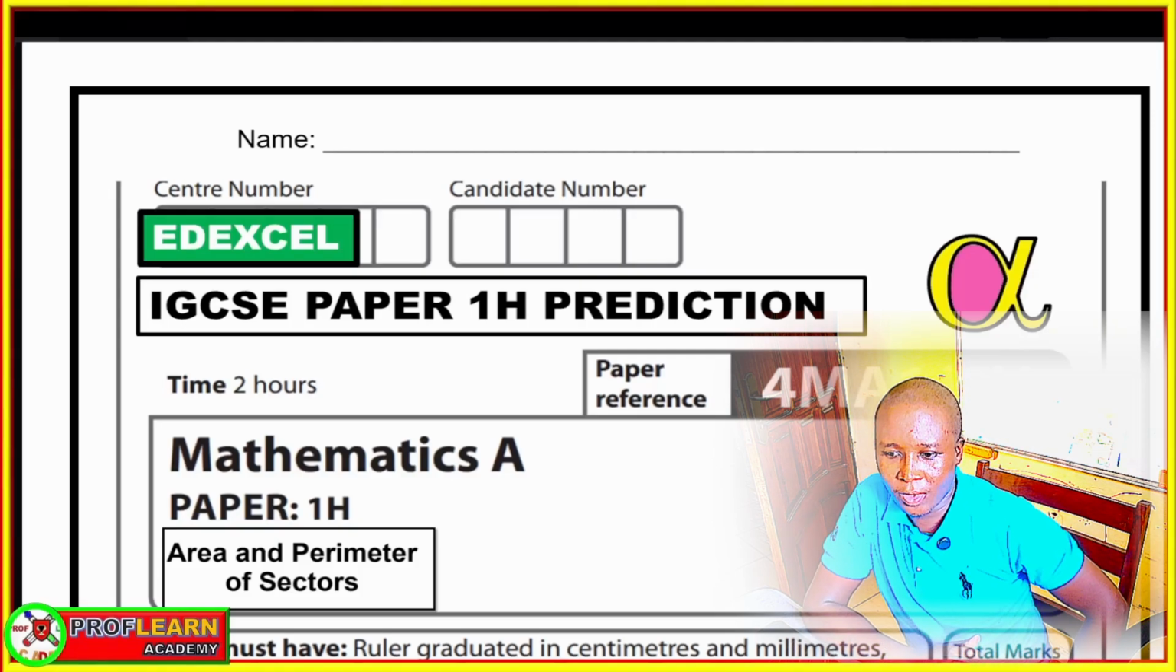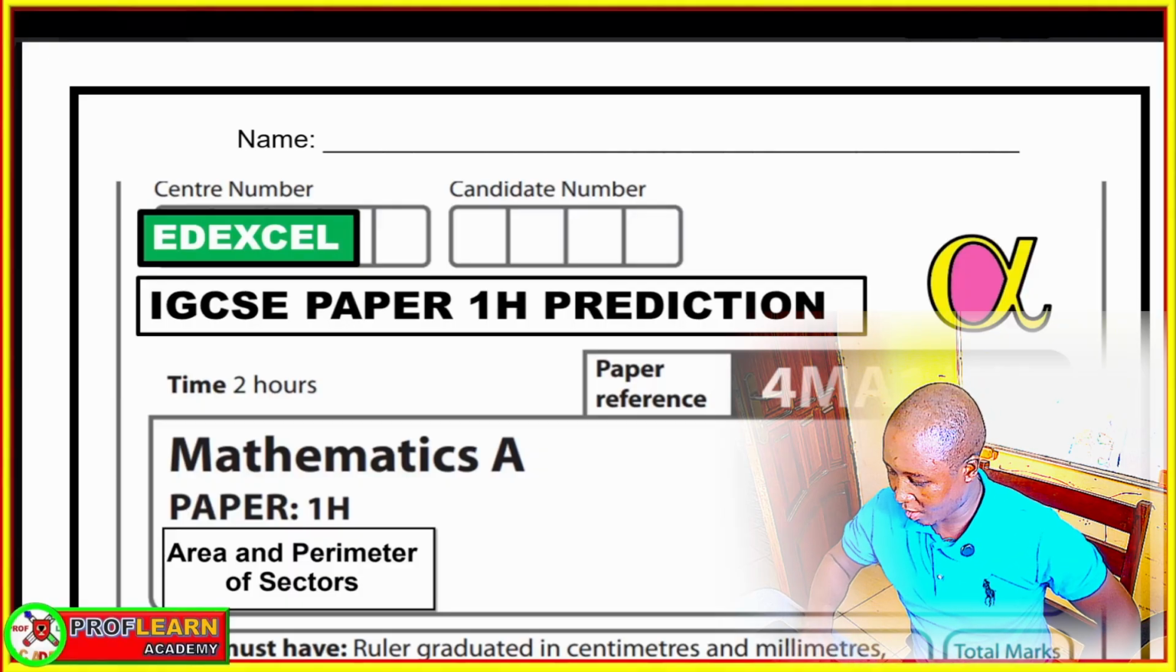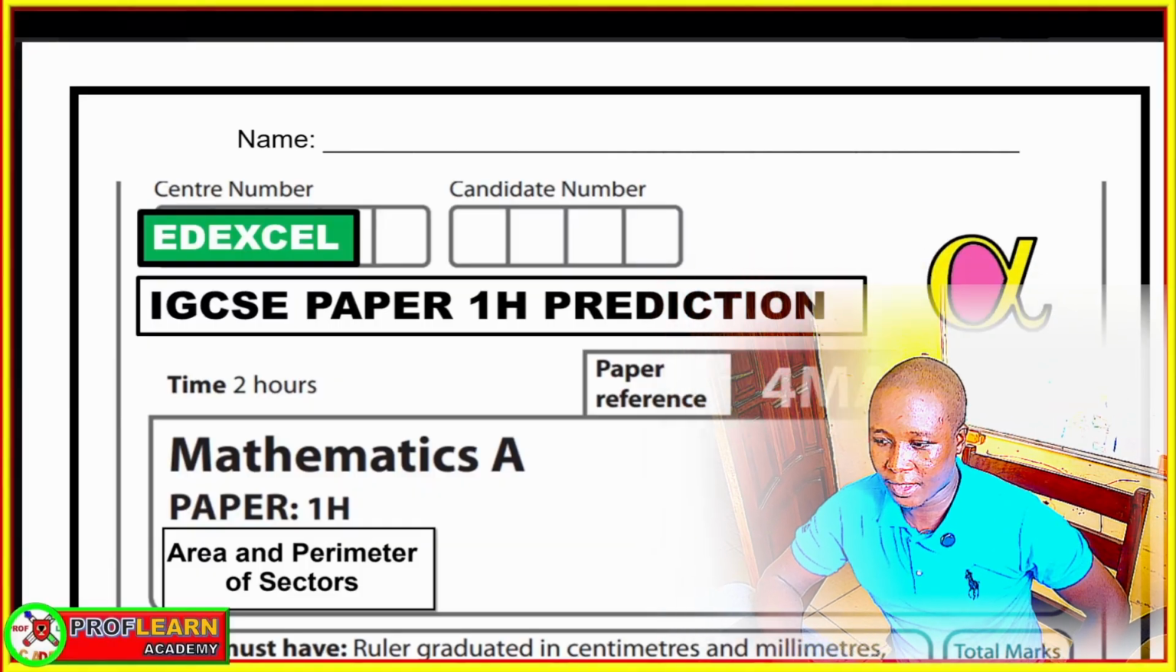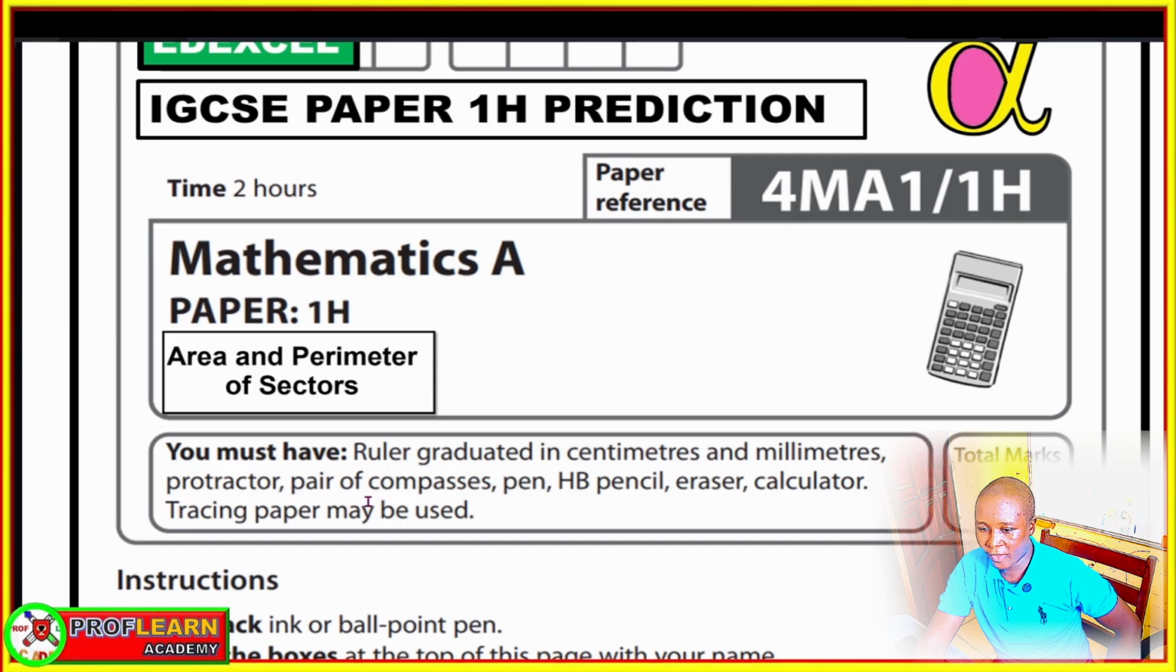In this video, we're going to have these predicted concepts for IGCSE Edexcel Maths Paper 1. So we're going to look at the area of sectors and the question that you may be asked to work out as far as area of sectors is concerned. So let's dive in so that we can get started and see how you're supposed to approach questions. So you may be told to find the area and perimeter of sectors and areas of circles at that given point.